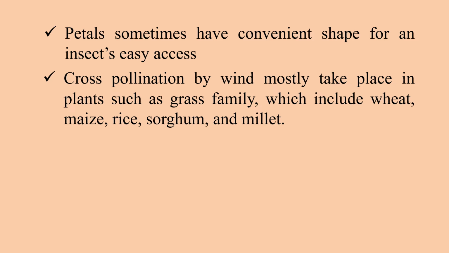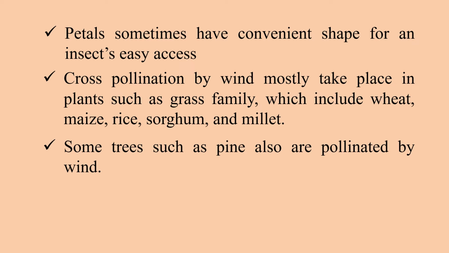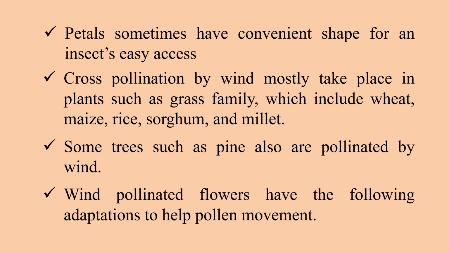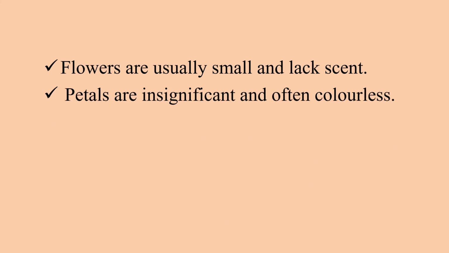Cross-pollination by wind mostly takes place in plants such as the grass family, which includes wheat, maize, rice, sorghum, and millet. Some trees such as pine also are pollinated by wind. Wind-pollinated flowers have the following adaptations to help pollen movement. Flowers are usually small and lack scent. Petals are insignificant and often colorless.